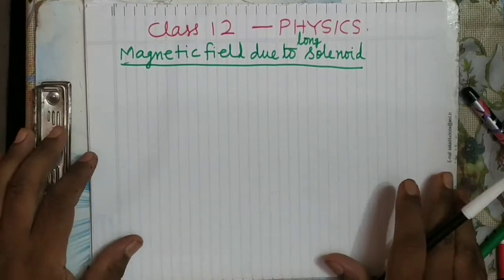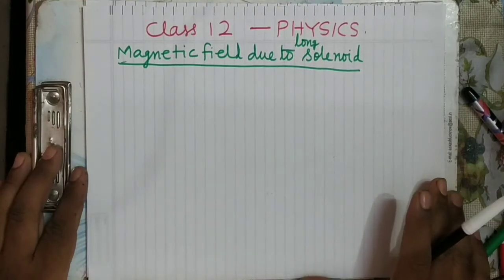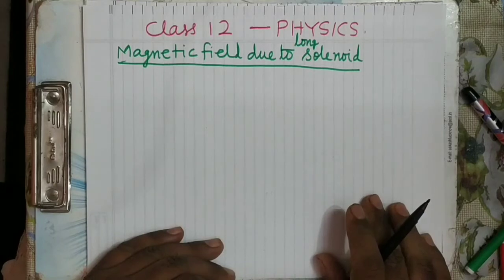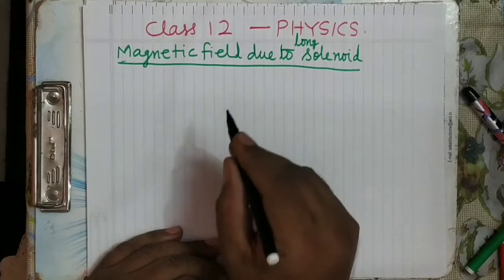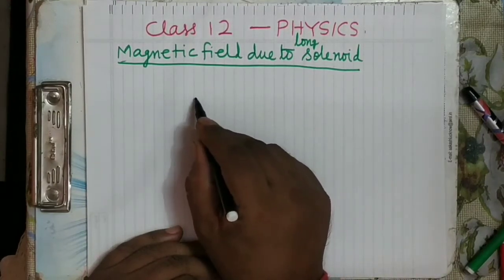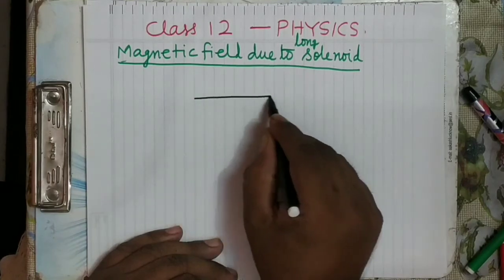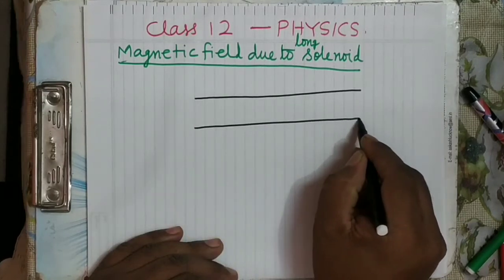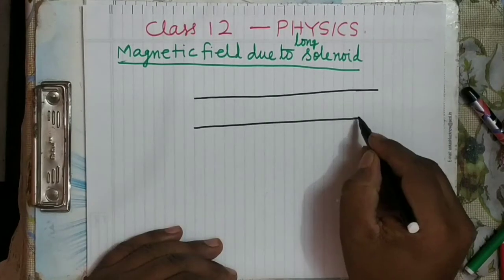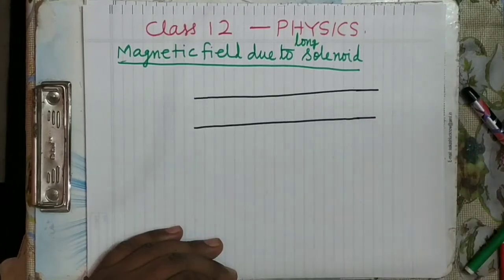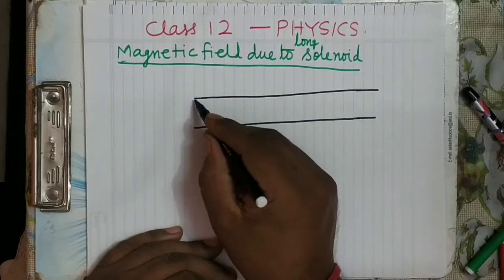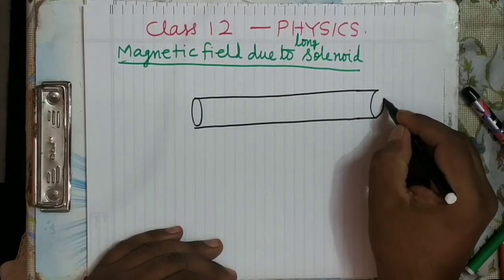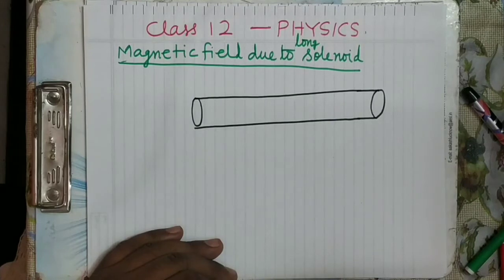Hello students, in this lecture we will study the magnetic field due to a long solenoid. First, you should know what a solenoid is. In a solenoid there is a cylindrical tube of some non-magnetic material. You can take a cardboard and fold it in the form of a cylinder. Its length is large and the diameter of the tube is very small.